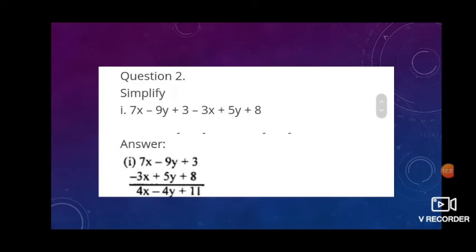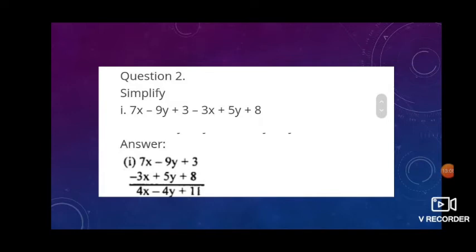Next one is question number 2, simplify. Here we have x terms, y terms and constants. So based on the terms we have to add or subtract. So I am arranging it column-wise. 7x and here minus 3x, both are like terms. I am writing one under the other, and minus 9y plus 5y, again I am writing in one more column, and plus 3 and plus 8 I am writing in one more column. Now in the first column, 7x minus 3x will get 4x.